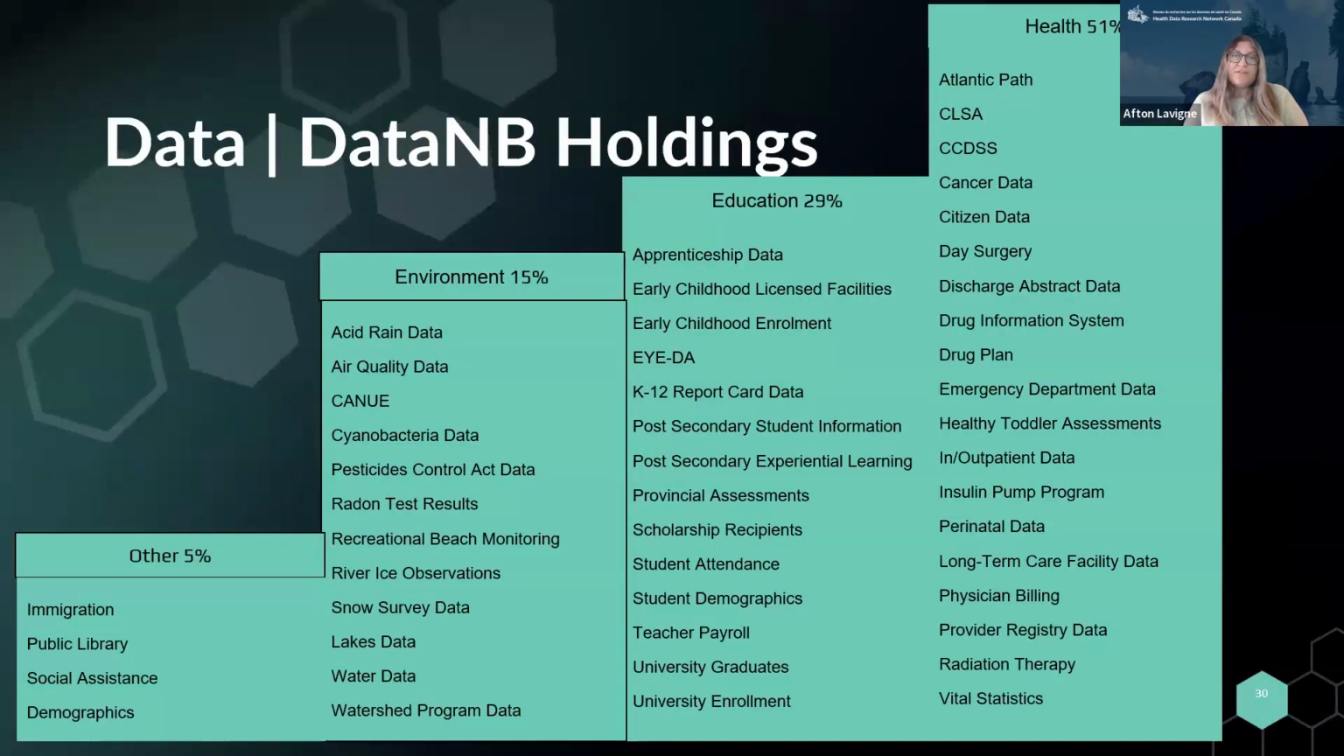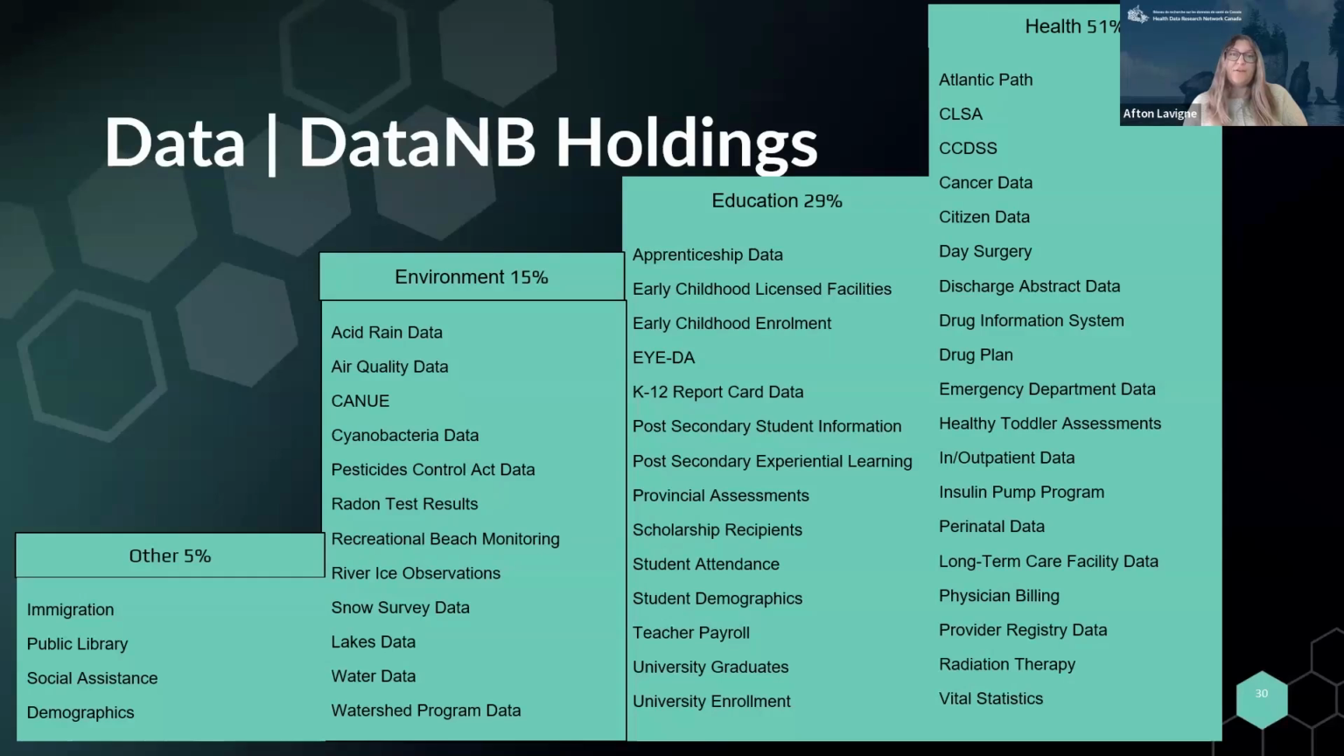As you can see from the sampling shown in this graph, our top 3 data categories are health, education, and environment. Over half of our platform data falls under the health category. Approximately 1/3 goes to education, and environment and other round out our remaining holdings. The Department of Health and both provincial health authorities, Horizon and Vitalité Health Networks, have transferred multiple valuable data sets over the years. This category also includes data from CLSA and Atlantic PATH.